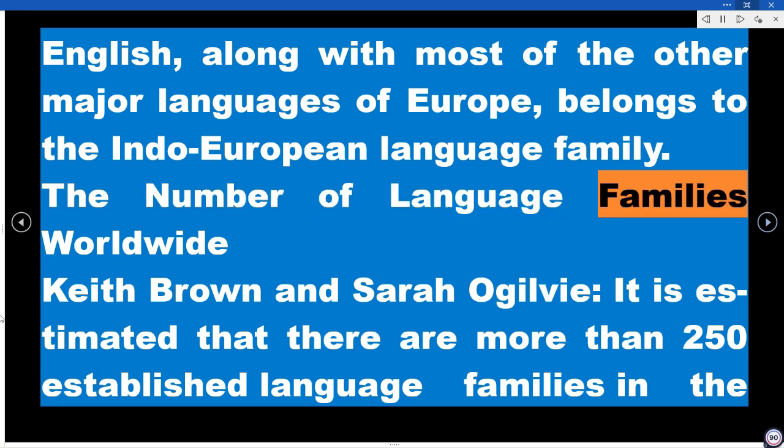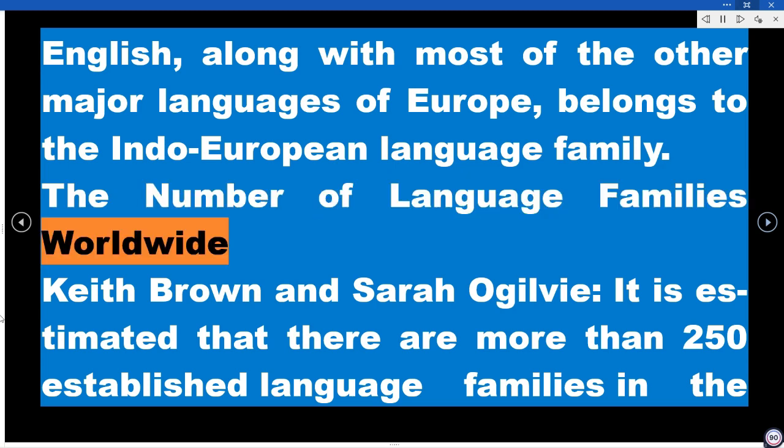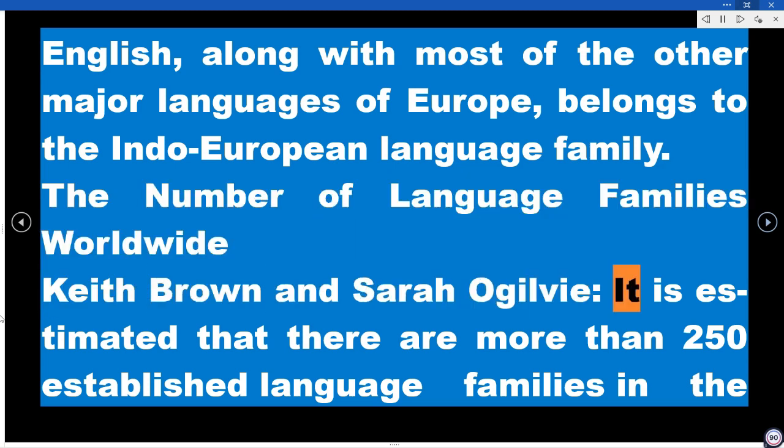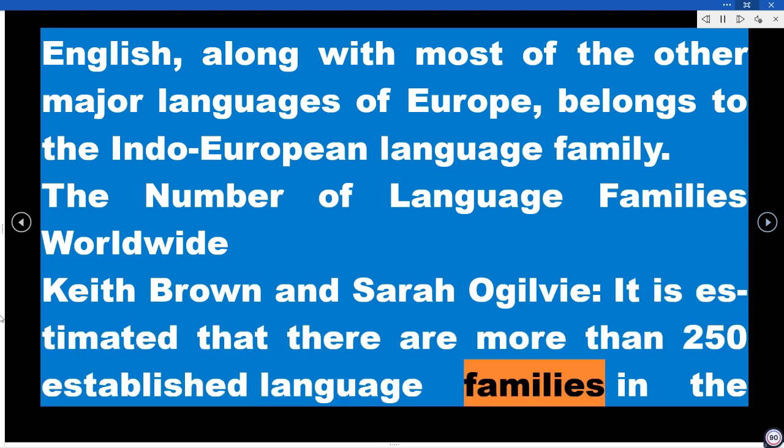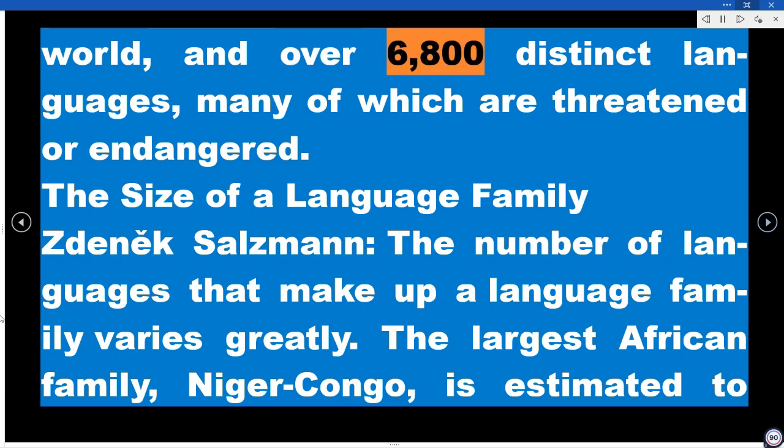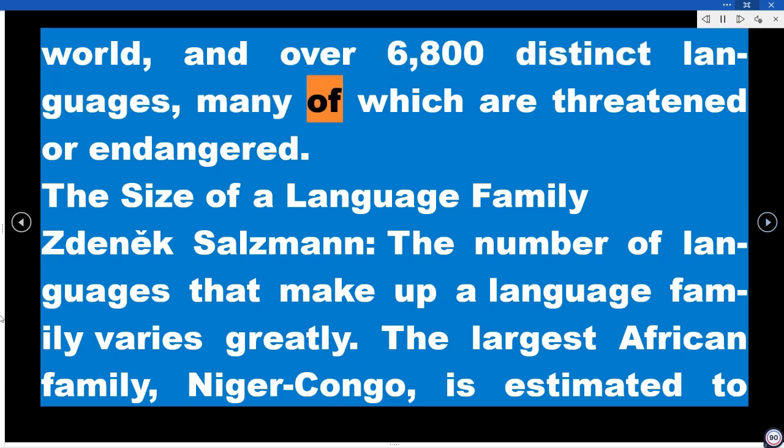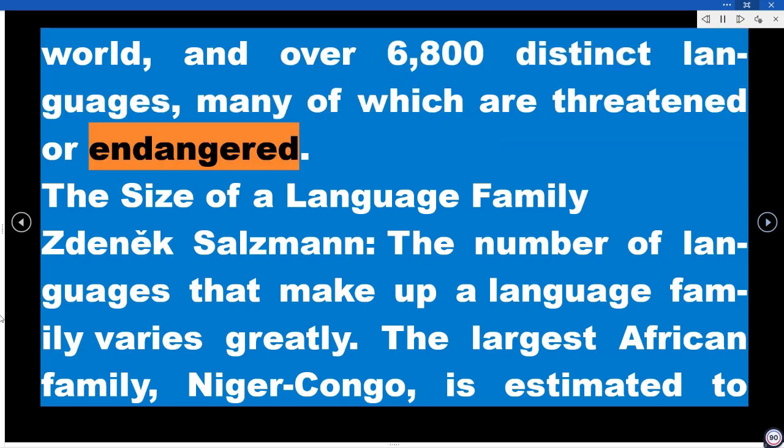The number of language families worldwide. According to Keith Brown and Sarah Ogilvie, it is estimated that there are more than 250 established language families in the world, and over 6,800 distinct languages, many of which are threatened or endangered.